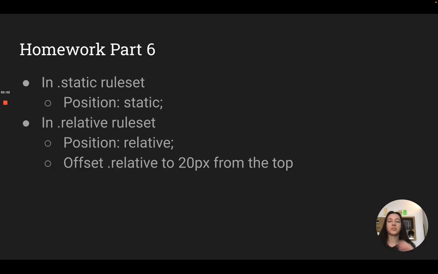And it's moving it relative to its default position. So wherever it is on the website before you style it, it's moving it left, right, down, up from wherever its default position was. Okay. So we're going to go in and add the static position to our static rule set, and add the relative position and move it 20 pixels from the top to the box that I've called relative. So let's see how that looks.